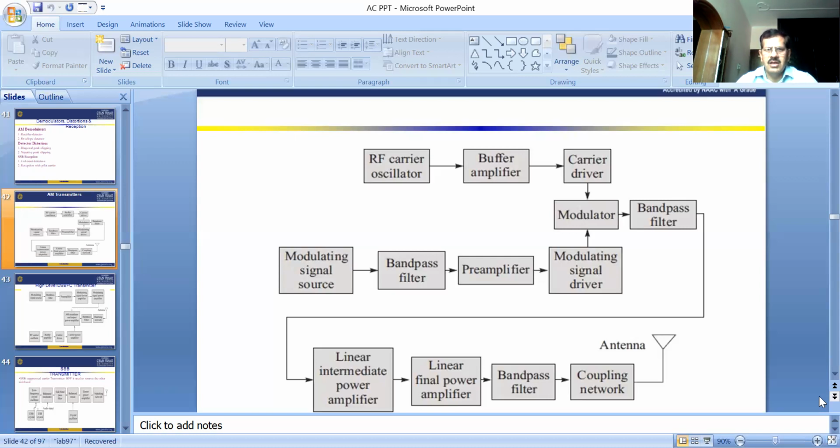So this is the block diagram of the transmitter, which is used for the modulation process. There are different blocks and different processes occurring here, and finally the signal is transmitted to free space for transmission.